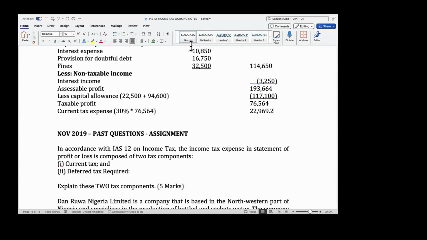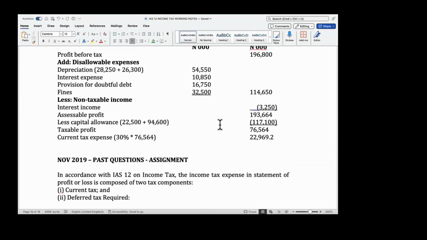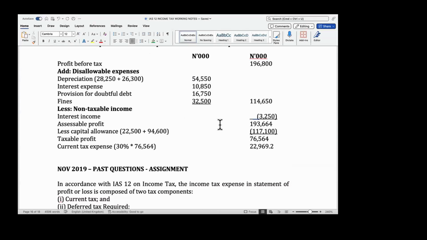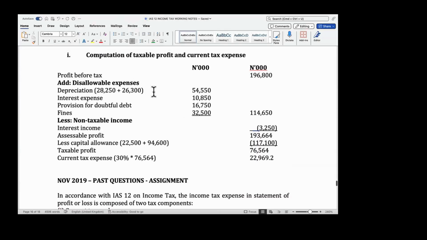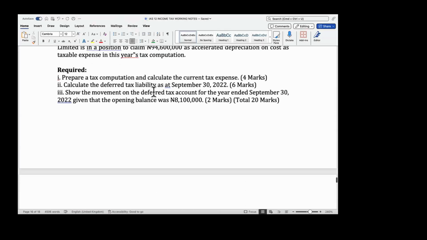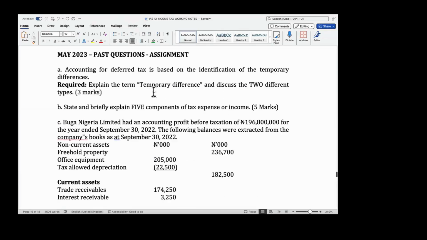I can see hands raised up for questions. Can we start with Kelvin? The figures are not correct. Oh, okay, exactly, I wanted to say that. Ufoma, is that your question too? No, sir. The tax rate is not given, so how do you assume 30%? It has to be given; you cannot assume.